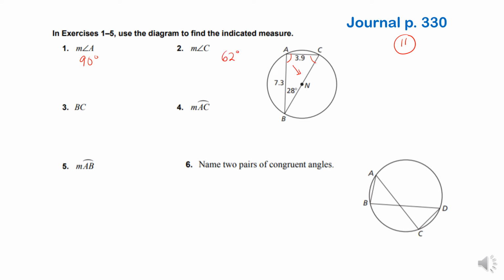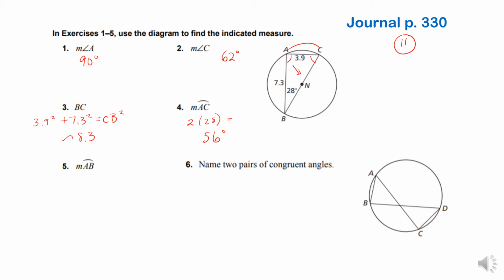Now we're going to find BC, which is the diameter, and we're going to use the Pythagorean theorem. So we're going to go 3.9 squared plus 7.3 squared equals CB squared, and CB is approximately 8.3. Okay, then we have the measure of arc AC, that's this one, and the inscribed angle is 28, so we go 2 times 28, and that equals 56 degrees.